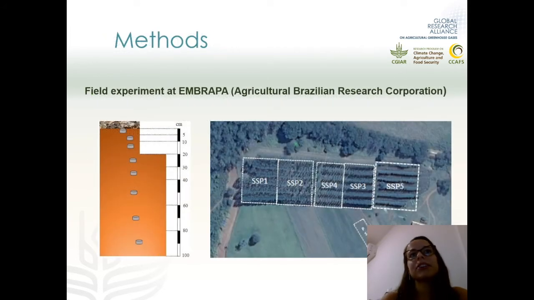My field experiment is located at Embrapa, the Brazilian Agricultural Research Corporation. In this experiment, there are five systems with different ages of implementation and densities of trees. We are going to open trenches in each system, where we will collect undeformed samples to assess the bulk density, and deformed samples to assess the carbon content. Other analyses for soil quality are made from these trenches too.